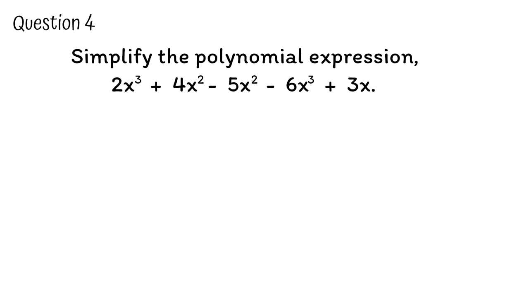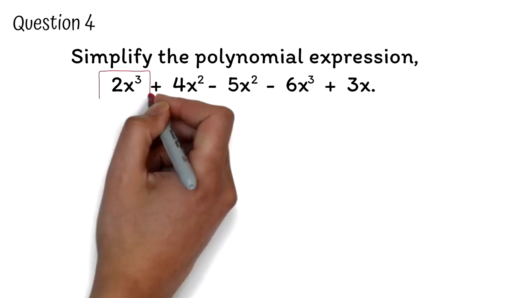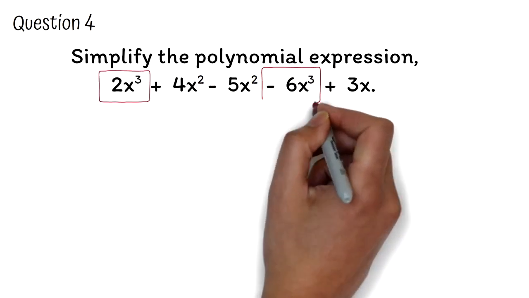Question 4. Simplify the polynomial expression 2x cubed plus 4x squared minus 5x squared minus 6x cubed plus 3x. To simplify this, all we are doing is grouping like terms and performing the required operation on it. Like terms should have the same variable and exponent. So we group all the cubed terms. We have 2x cubed minus 6x cubed.